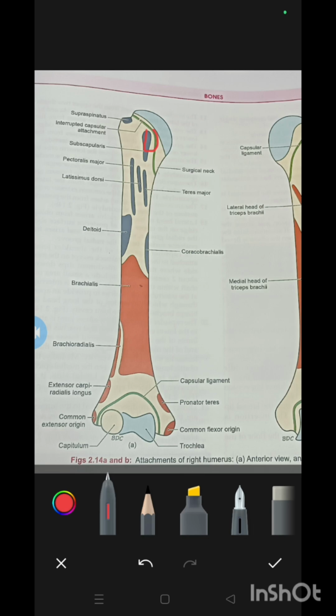Uppermost insertion on the greater tubercle, and then the greater tubercle will have three impressions on it, that is uppermost impression, middle impression, and then lower impression. In uppermost impression we have supraspinatus, and in middle impression we have infraspinatus, and then lower impression we have teres minor.